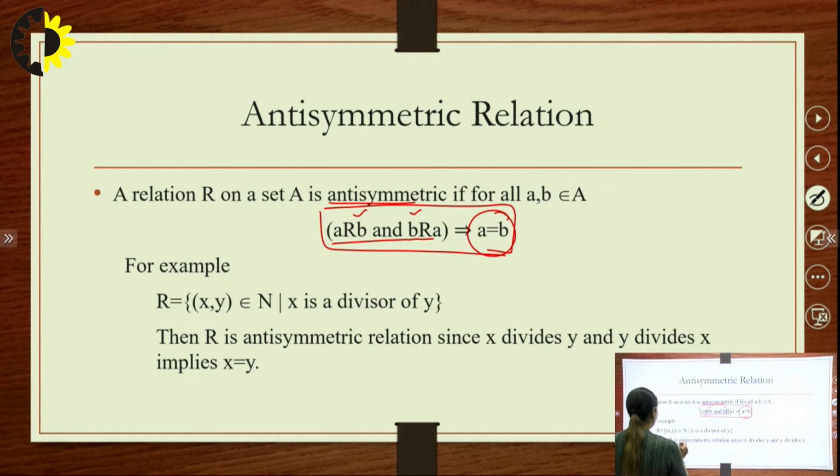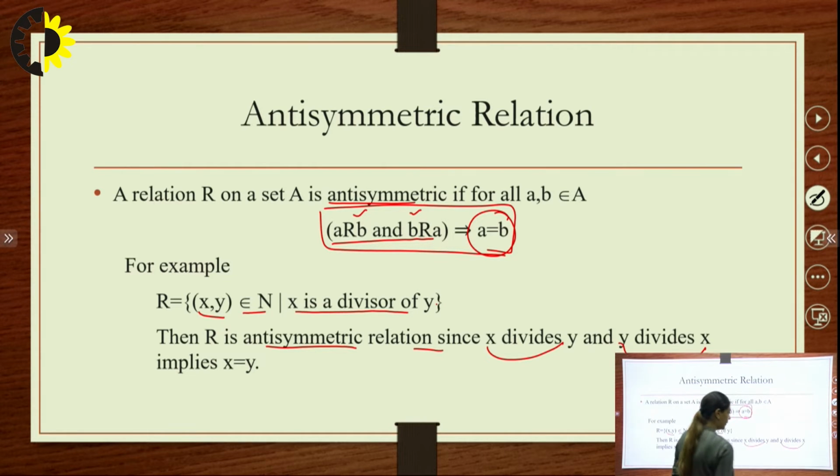For example, X and Y belong to the natural numbers set N. X is a divisor of Y. Now R is an antisymmetric relation, since if X divides Y and Y divides X, this implies that X is equal to Y. There is no other number; only if both are equal can they divide each other, and so they are equal here, right?